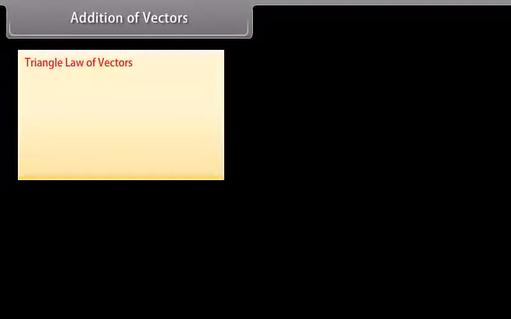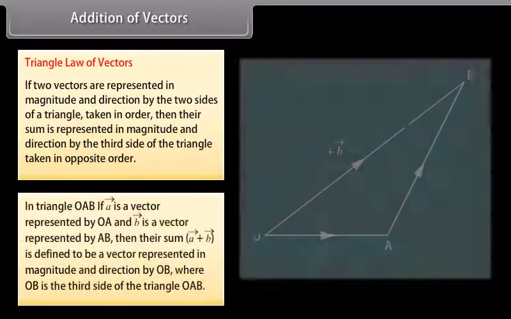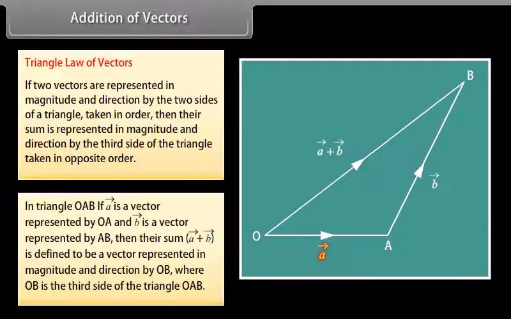Addition of vectors. Triangle law of vectors. If two vectors are represented in magnitude and direction by the two sides of a triangle, taken in order, then their sum is represented in magnitude and direction by the third side of the triangle, taken in opposite order. In triangle OAB, if vector A is represented by OA and vector B is represented by AB, then their sum, vector A plus vector B, is defined to be a vector represented in magnitude and direction by OB, where OB is the third side of the triangle OAB.